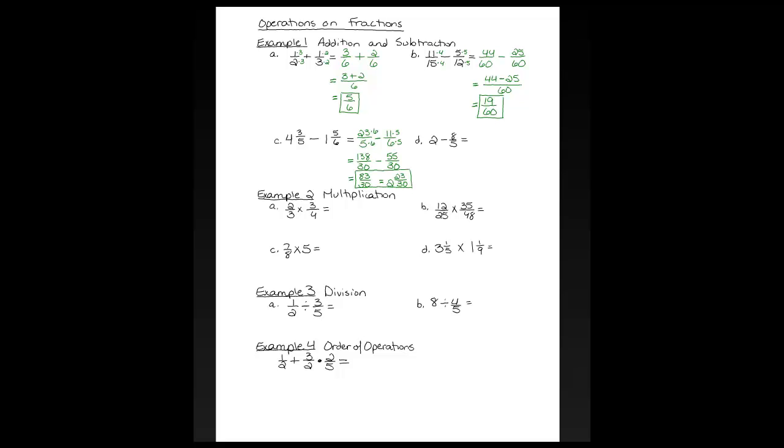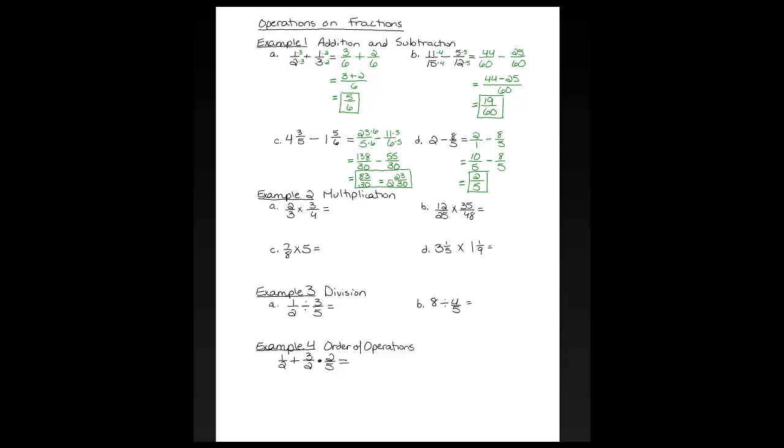For part D, same thing. Here we have 2 minus 8/5. We have to rewrite the 2 as a fraction. So 2, any whole number can be rewritten as that number over 1. So rewriting this as 2 over 1 minus 8/5. Now the common denominator would be 5. So we have 10/5 minus 8/5. 10 minus 8 gives us 2/5.